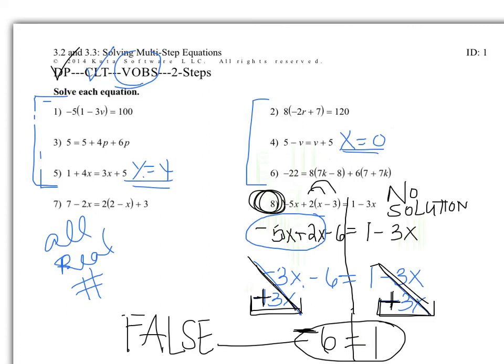So hopefully that helped solving multi-step equations with distributive property, combining like terms, variables on both sides, dealing with situations where a response could be all real numbers or no solutions.